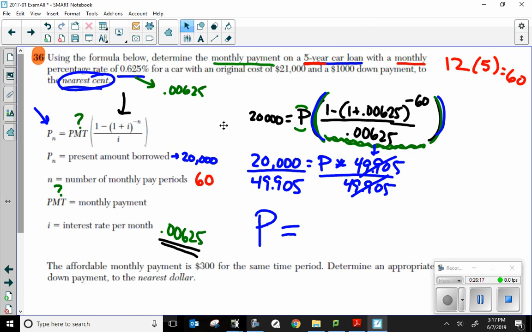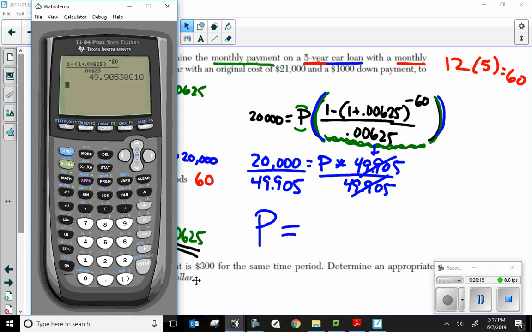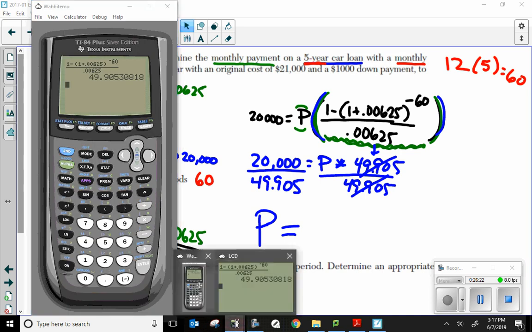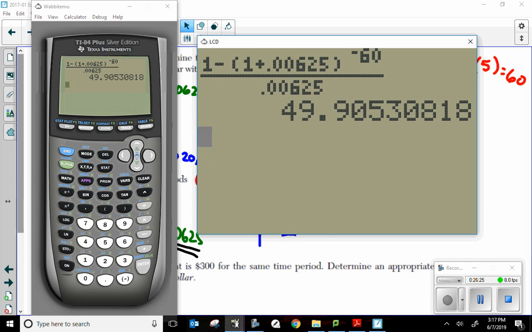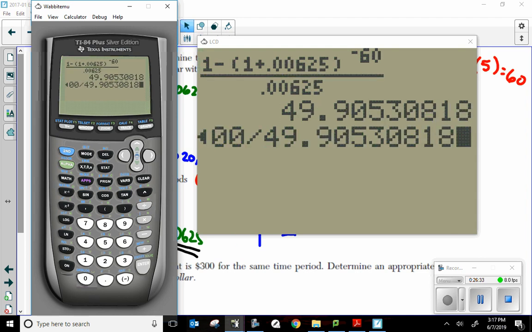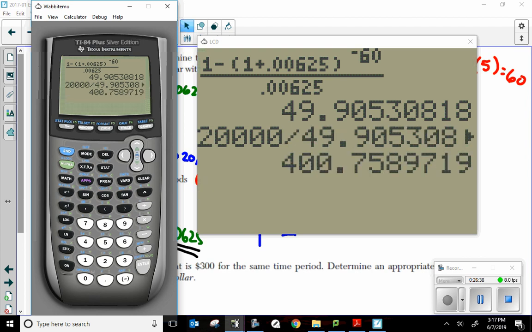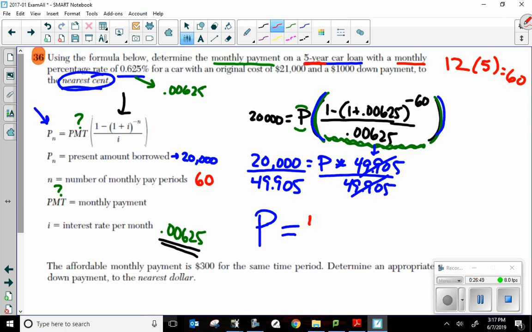Now keep in mind, when I go back to the calculator, I'm not going to use 49.905. I'm actually going to use this whole number here. So I'm going to take my 20,000 and divide that by this number here. I am not going to round that number. I don't want to round until the end. $400, and if this is money, that 5 will raise up to a 6 because the number after it is 5 or bigger. So it's $400.76. That's what your monthly payments would be for that car.